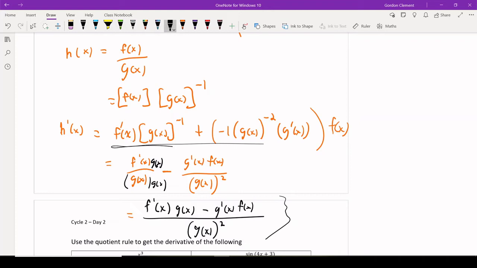But really, this formula here is not much more to memorize than the product rule. So f prime g minus g prime f, just remember the first derivative first, and then it's mixy matchy, it's got a minus, and then over g squared.